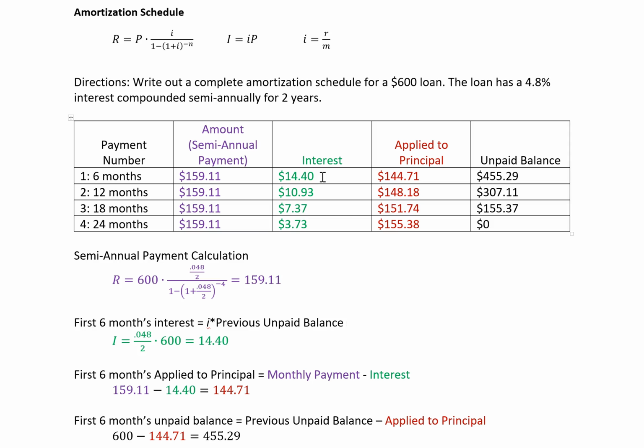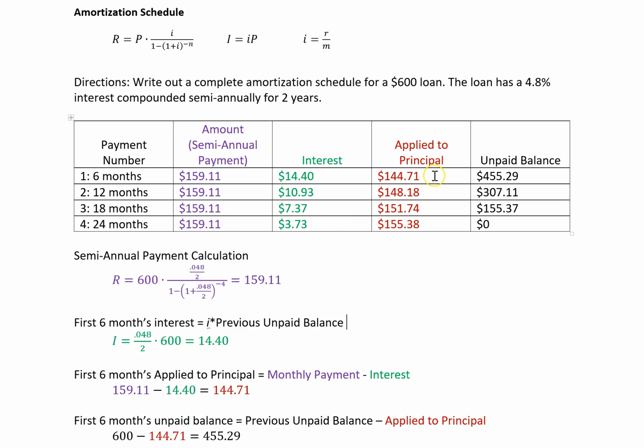Those 2 values that we've calculated are critical for the first row. So I paid $159.11 as my payment, but of that $159.11, $14.40 went towards interest. So if I subtract those values, found down below, I find that the difference is $144.71. This is the amount of money paid towards the principal. It means it's the amount of money that actually is paying down how much you owe on the loan.